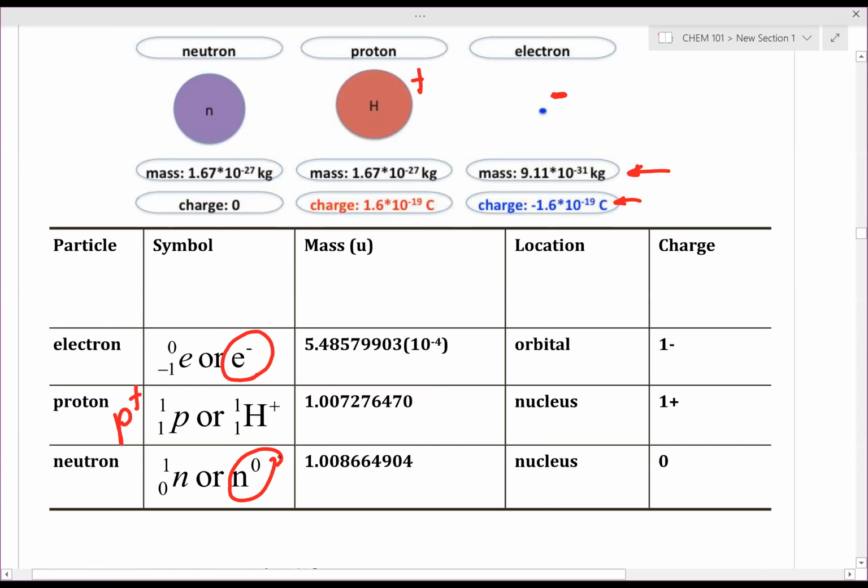So from all of these experiments, we've established these parameters for each of our subatomic particles. Now we're going to talk about how us chemists indicate the number of protons, neutrons, and electrons in a specific atom. And how do we calculate the number of protons, neutrons, and electrons for a given atom? That's our next goal.